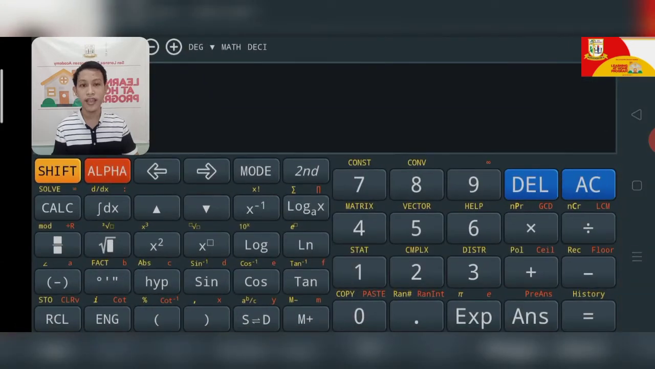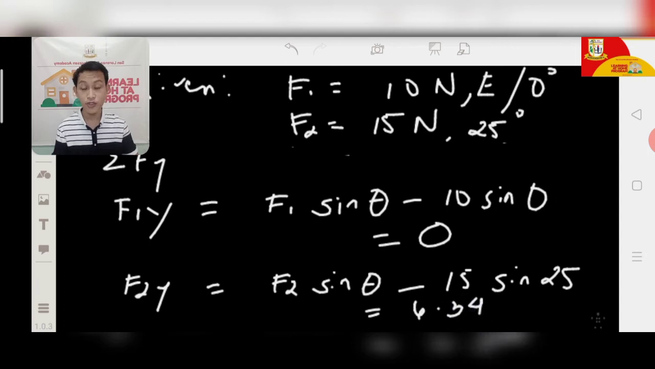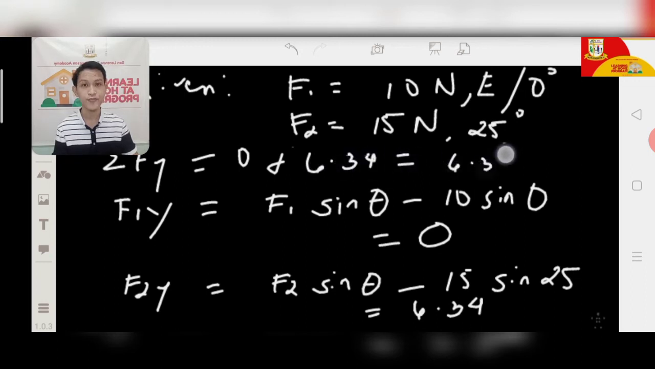Use again your calculator to solve for the vertical components. We have 10 sine 0 is equal to 0. And then for the second one, 15 sine 25 is equal to 6.34. Okay, so write it here. We have 0 and 6.34. Add the two values to get the summation of f of y, or the vertical component. We will get 6.34 newtons. So that will be our vertical component, or the summation of f of y.